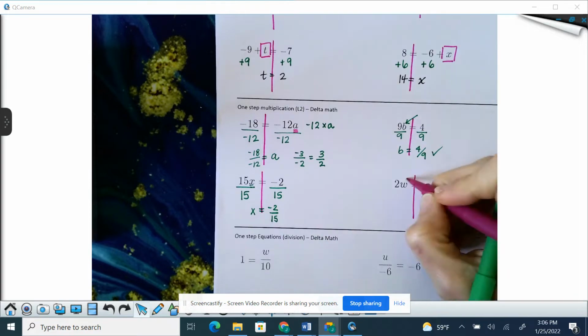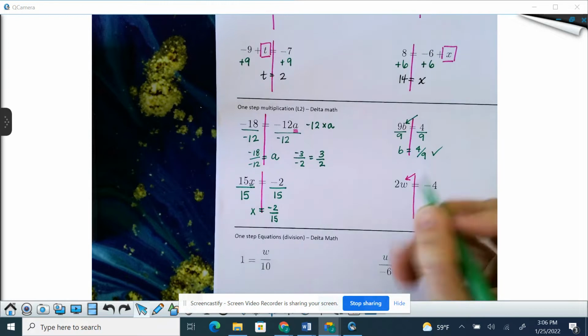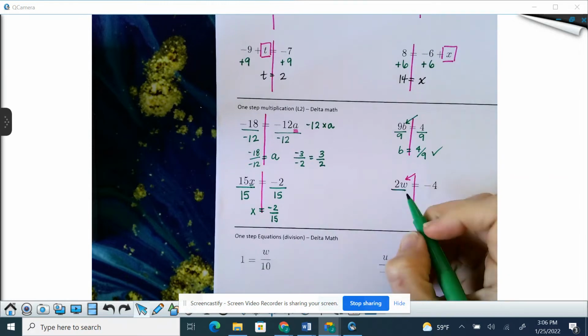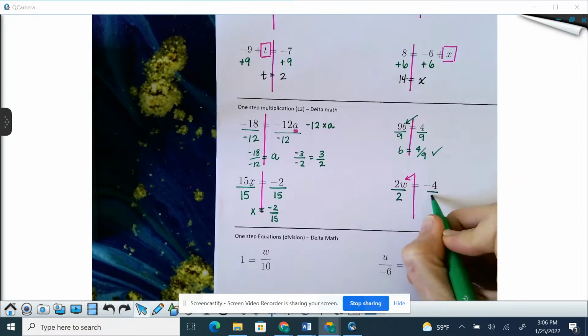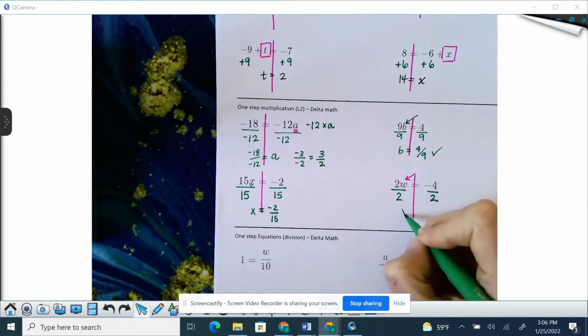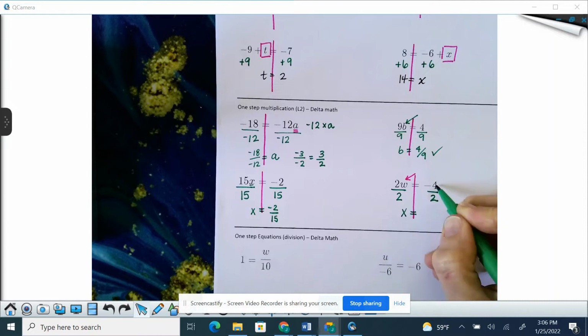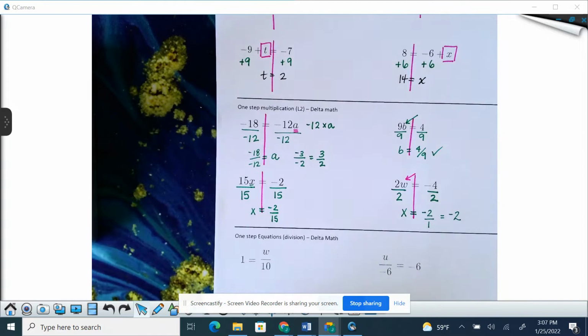Figure out where our variable is. What's attached to it is 2 times w, and the inverse of multiplication is division. So we're going to divide both sides by 2. So x is going to equal negative 4 divided by 2. It's going to give me a negative 2, or it can be written negative 2 over 1, but that is to be assumed as negative 2. All whole numbers have an imaginary 1 underneath them. Always, though we don't write them that way.